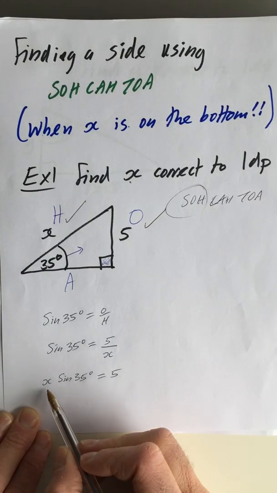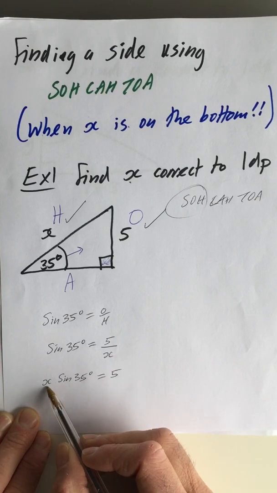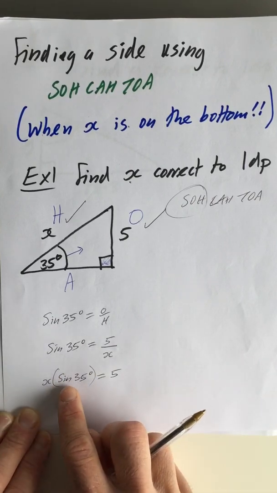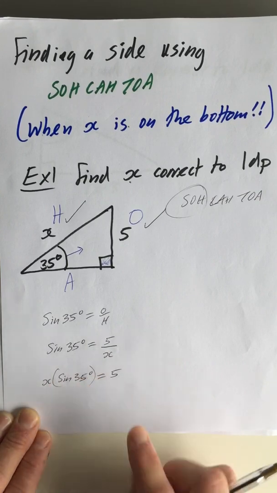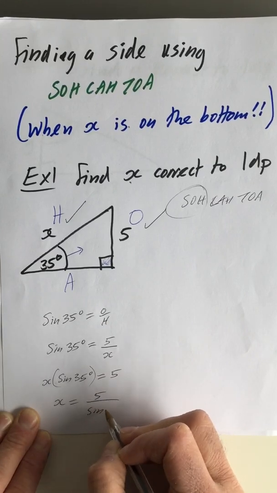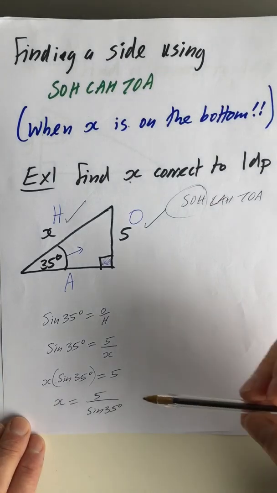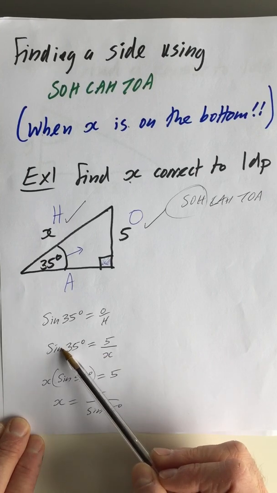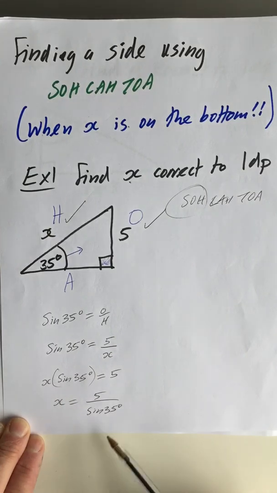But we want x on its own. And this x is being multiplied by sine 35. In fact, I could even write it like that: x multiplied by sine 35 is 5. How do you get rid of a multiply in maths? You divide. So we say x will equal 5 divided by sine 35. So a shortcut is, it's almost like the x and the sine 35 swap places. The x comes up, the sine 35 comes down. But really what we're doing is we're multiplying across and then dividing across.